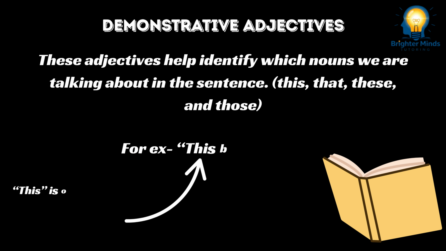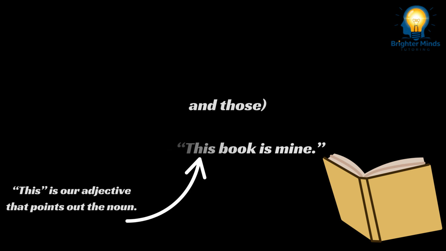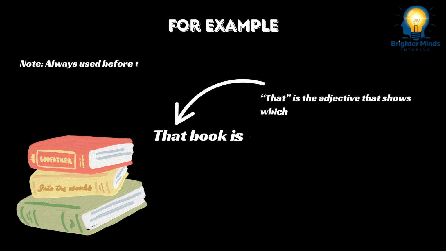Then we have demonstrative adjectives. These adjectives point out a specific noun and help us identify which one we're talking about. The most common demonstrative adjectives are this, that, these, and those. For example, this book is mine. This sentence refers to something close to the speaker, while on the other hand, that book is yours refers to something farther away from the speaker.